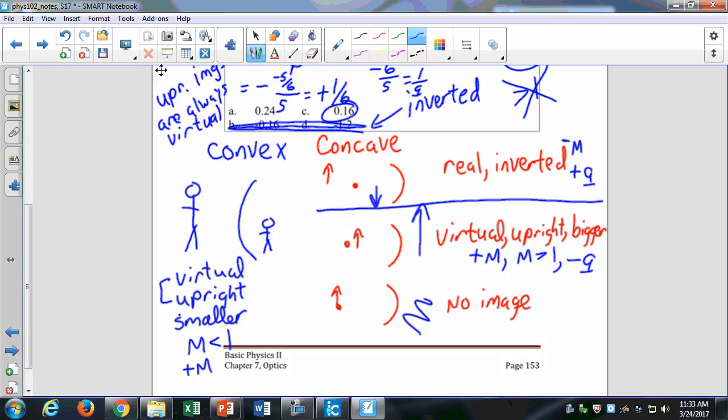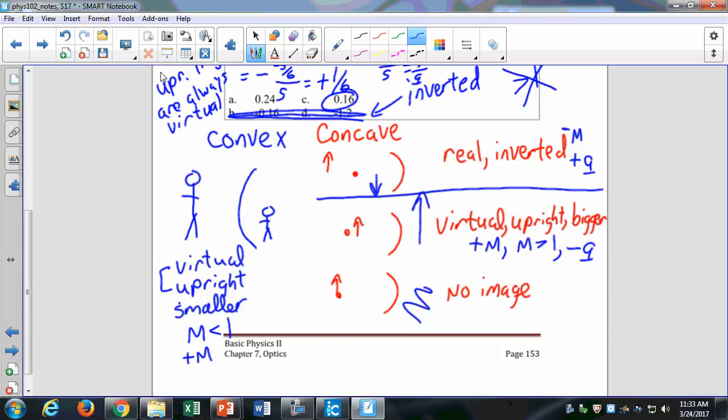Can I go on down? We're going to do ray diagrams.